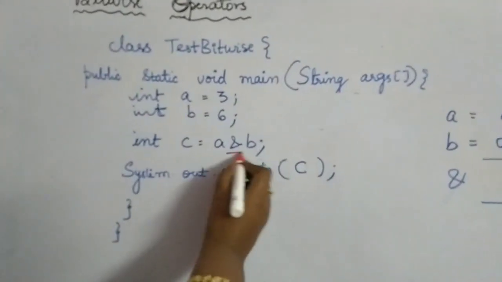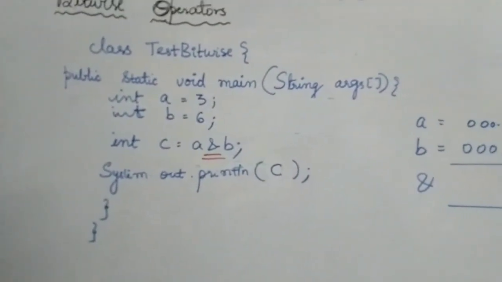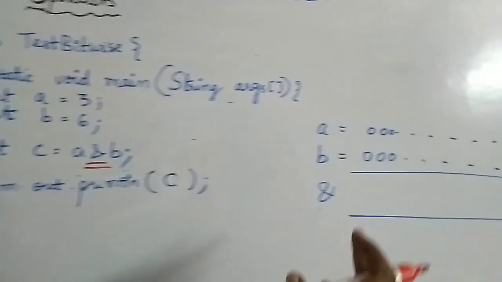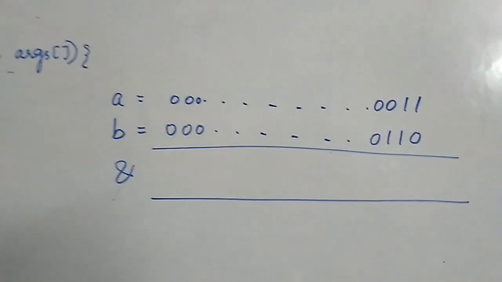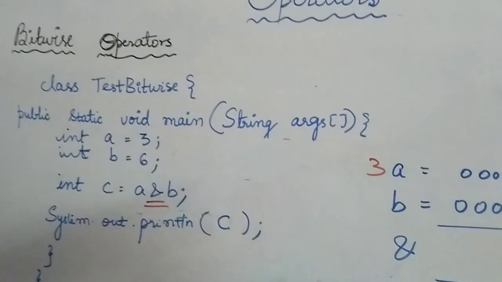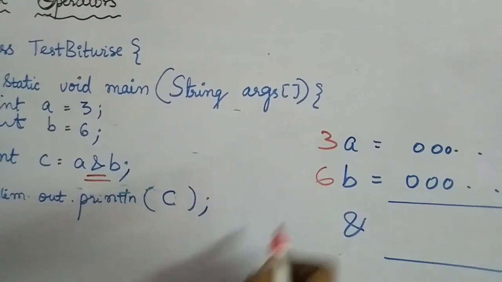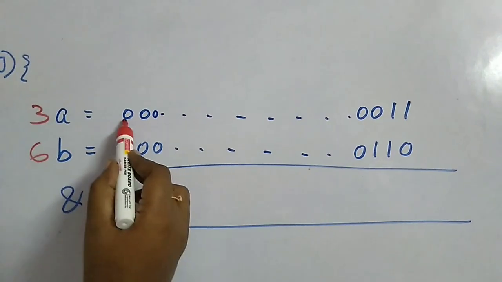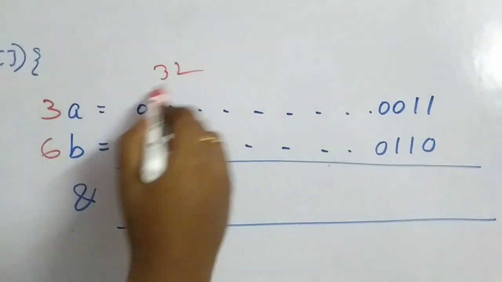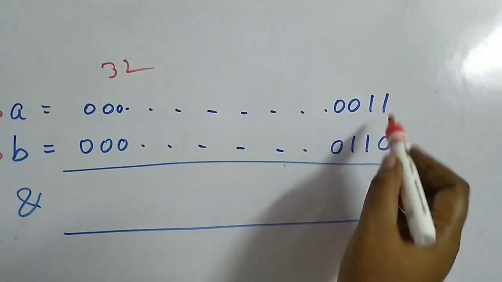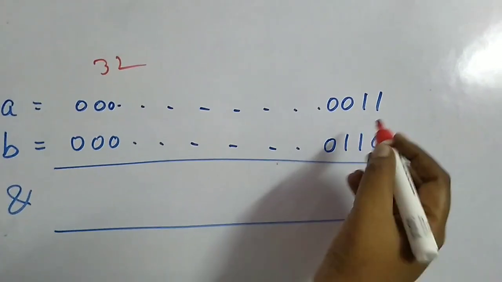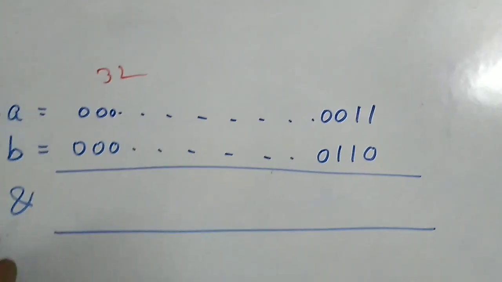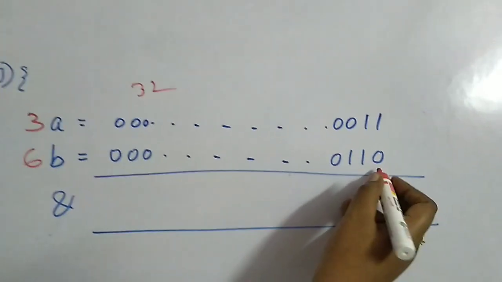This is how you use the bitwise AND operation. We'll see how this is converted and what the output will be. I said A is equal to 3, so decimal value 3, and B is 6. How is it represented? All the upper bits are zeros, 32 bits in total, and I'm just showing you the last 4 bits for convenience. 3 is represented as 0 0 1 1, and 6 is represented as 0 1 1 0.